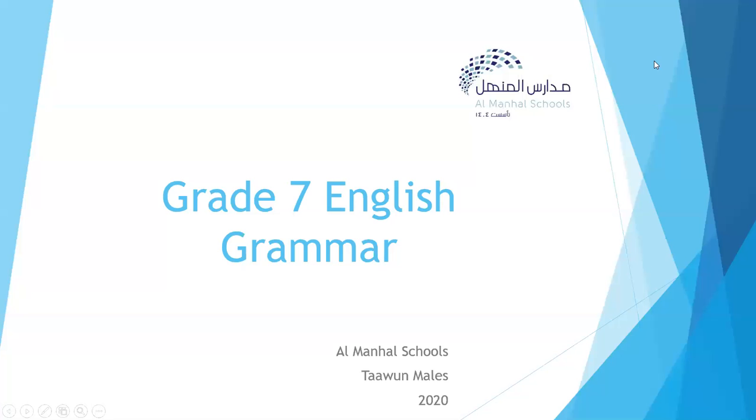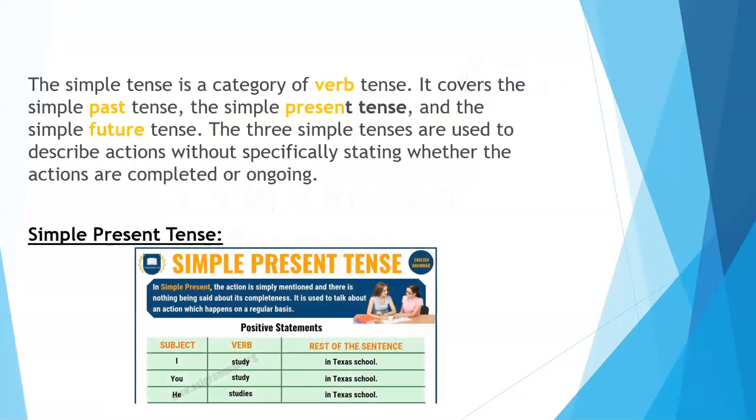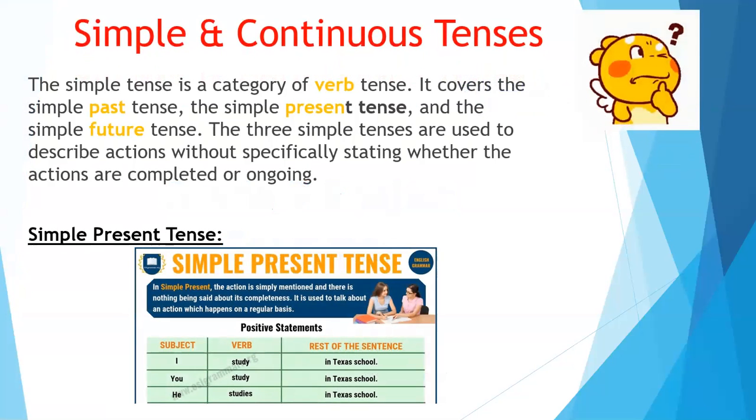Good day, grade sevens. Today we'll be studying, analyzing and practicing some grammar conventions, and we'll be looking at the simple and continuous tenses today. So the simple tense is a category of verb tense. It covers the simple past tense, the simple present tense, and the simple future tense. It covers all three of those tenses: the past, the present, and the future tense.